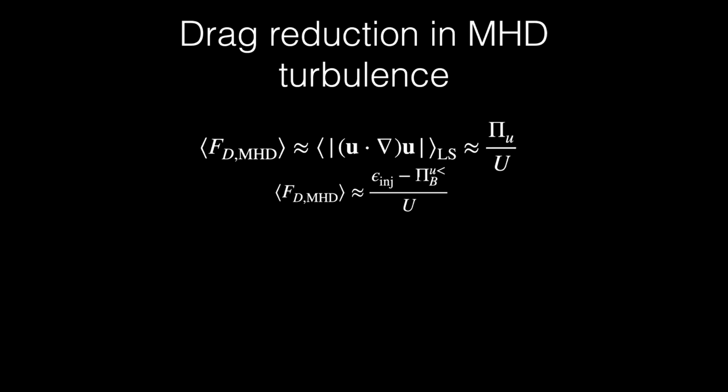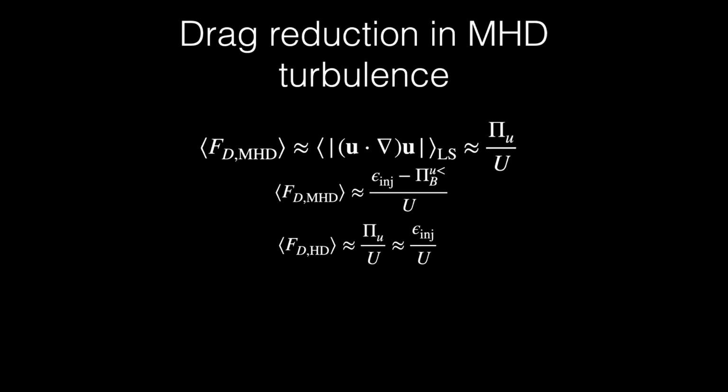So if I have the same injection, like if I do a hydrodynamic simulation with epsilon injection in energy supply rate, I get FD. But now for MHD, it will be injection minus the energy going into the B field. So the numerator is lower for MHD compared to hydro. So FD MHD is lower than FD hydro.